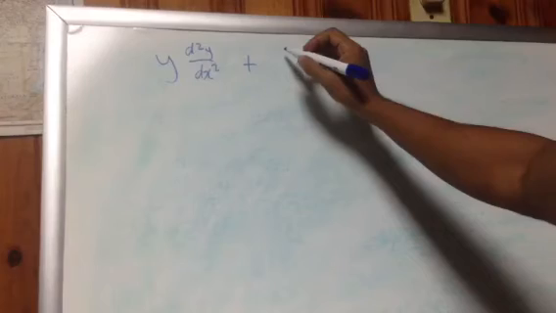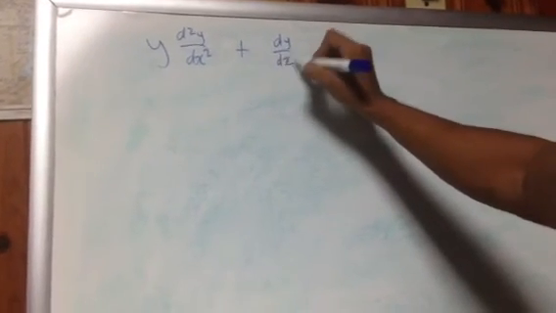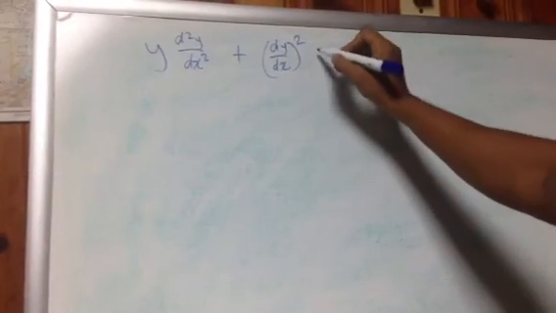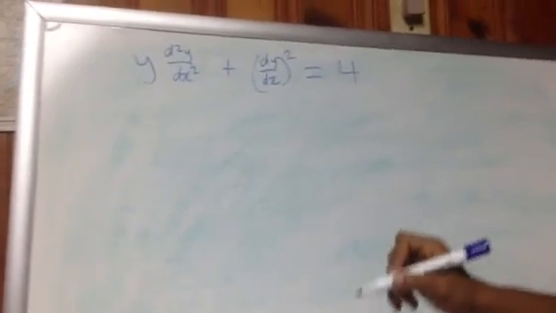And finally, to simplify, y d2y/dx2 plus dy/dx times dy/dx is (dy/dx) all squared, and that is equal to 4.